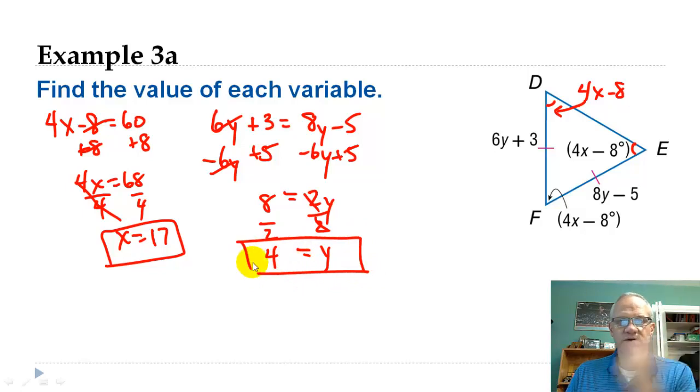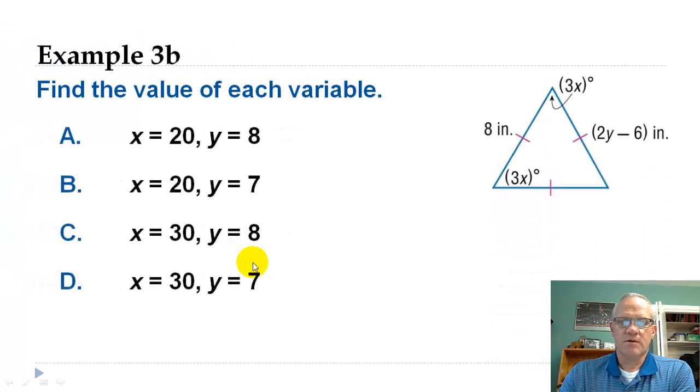Good. Okay, isn't that fun? All right, I think this is the last one. All right, so find the value of each variable. Wow, that's really touchy today. Sorry about that, guys. All right, so let's start with x's. This is 3x, that's 3x. And this is marked as being an equilateral triangle. So if this is equilateral, all of the angles have to be equal as well.